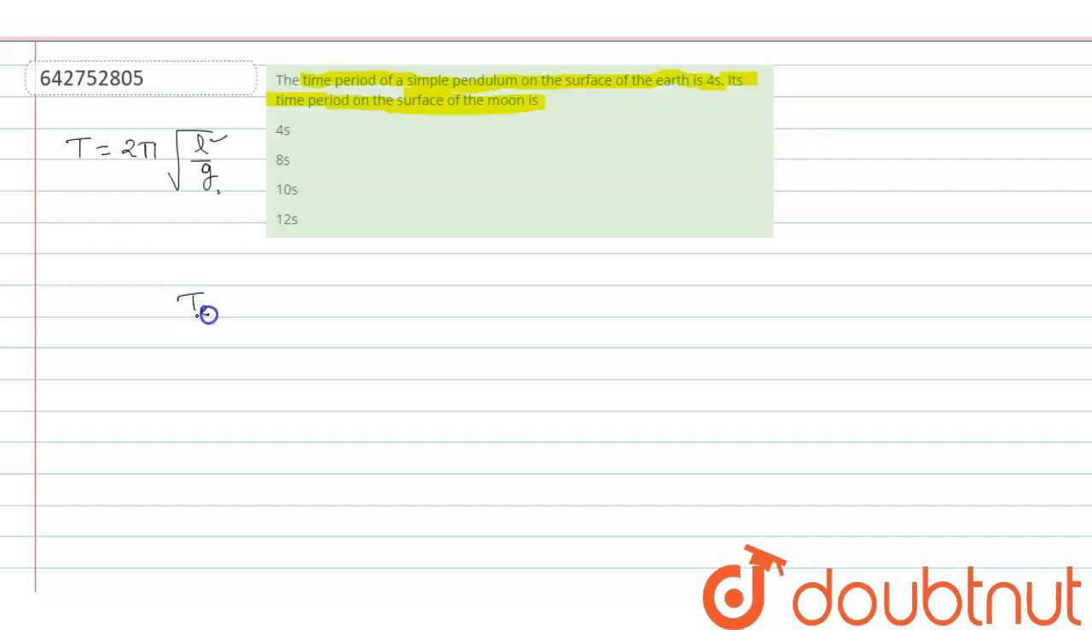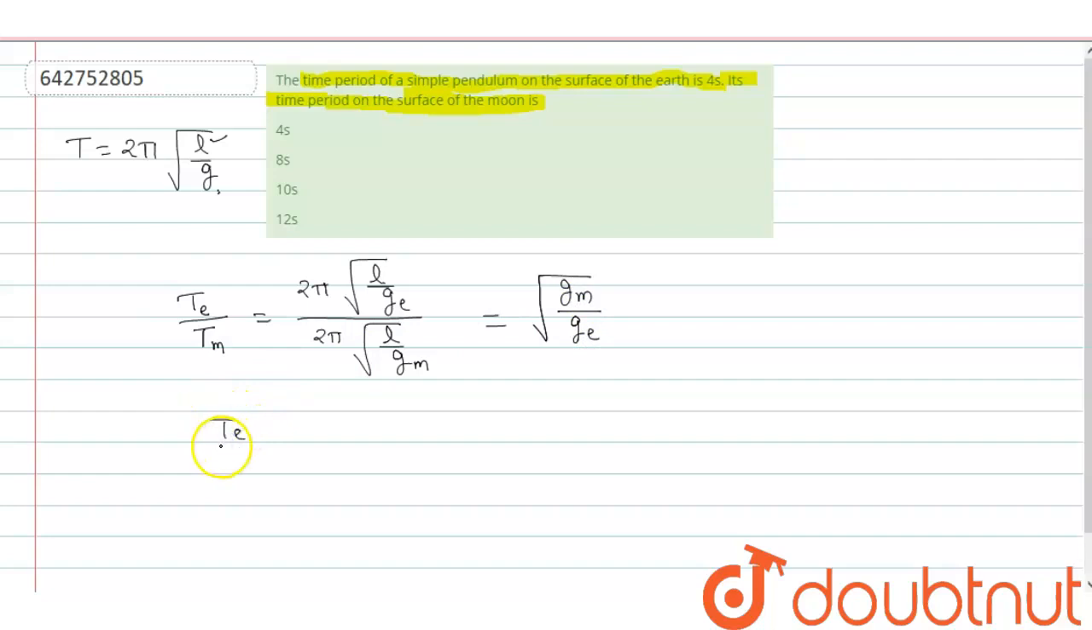Time period on the surface of Earth divided by time period on the surface of Moon becomes 2 pi root L divided by G on Earth divided by 2 pi root L divided by G on Moon. So it becomes root of G on Moon divided by G on Earth, right? So it becomes TE divided by TM is what? Time period on the surface of Earth is 4 seconds and TM we have to find out.